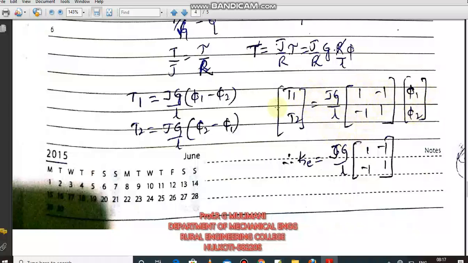For the given applied moment, what is the nodal displacement? The relationship which builds such a matrix is called the stiffness matrix. It is the stiffness matrix for the shaft element, JG by L, 1 minus 1 minus 1 1. It is similar to the stiffness matrix for the bar element, where it is AE by L, 1 minus 1 minus 1 1. This is one method, using the torsion equations.